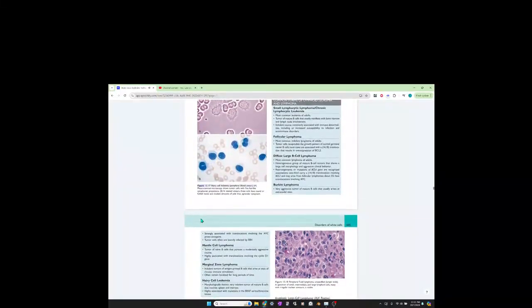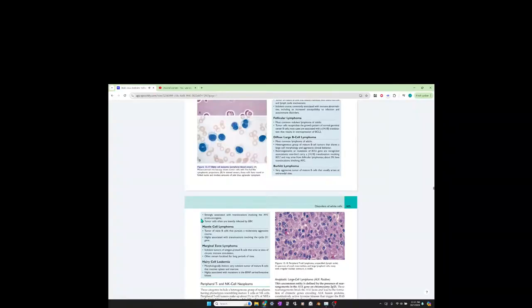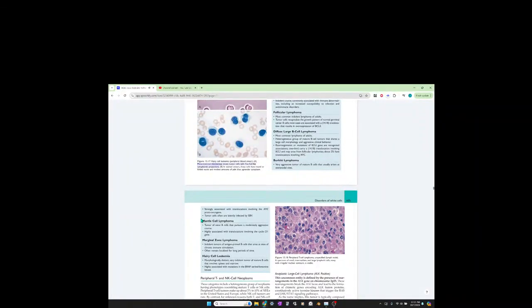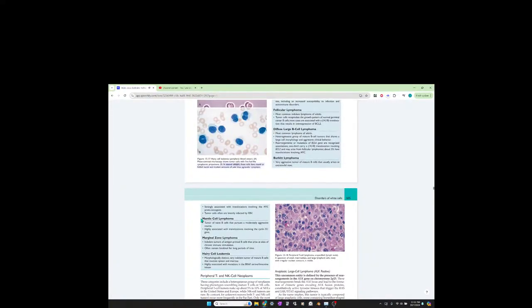Figure 13.17, hairy cell leukemia. Phase contrast microscopy shows tumor cells with fine hair-like cytoplasmic projections. In stained smears, these cells have round or folded nuclei and modest amounts of pale blue, agranular cytoplasm.